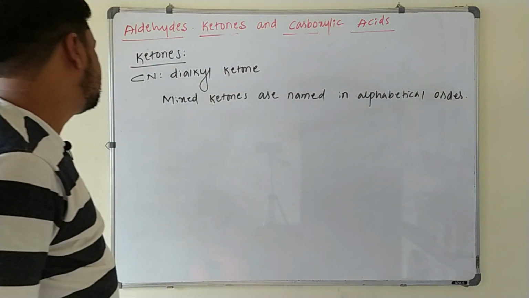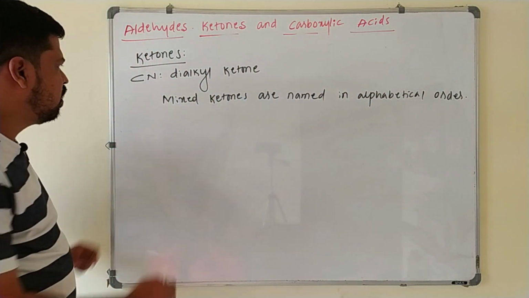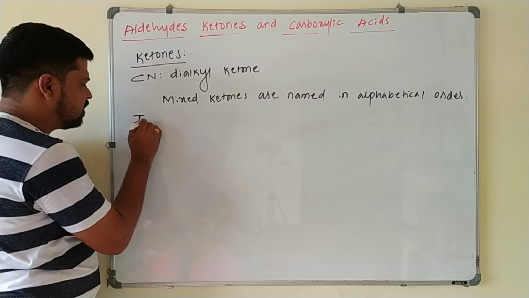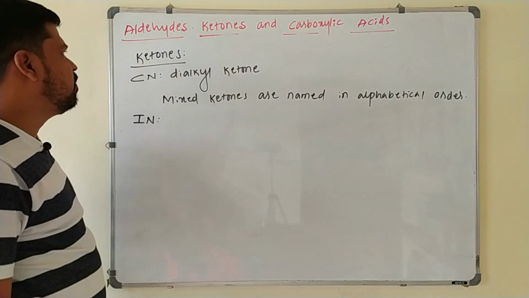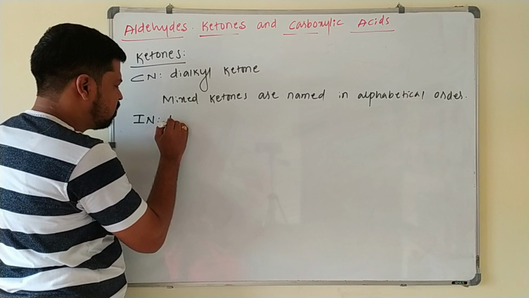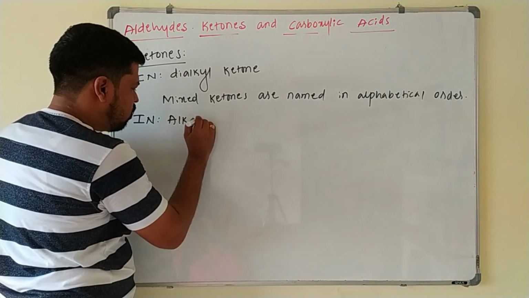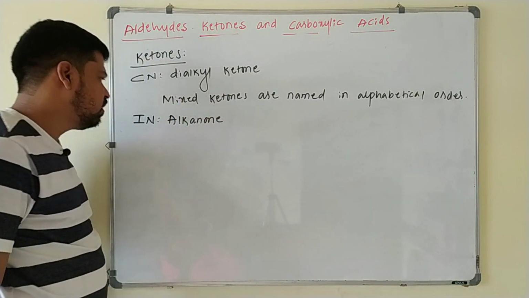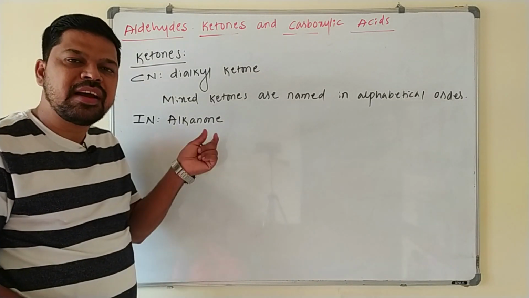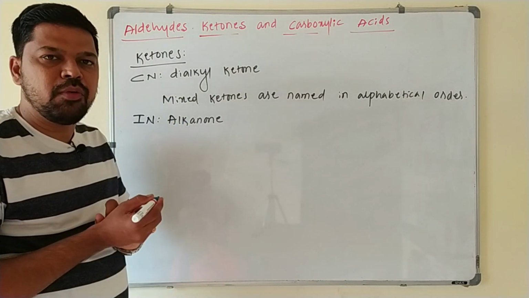Then what is the name of the ketones in the IUPAC system? The IUPAC name of these ketones is alkanone. They are named as alkanone. Always numbering is done from the end nearer to the carbonyl group here.